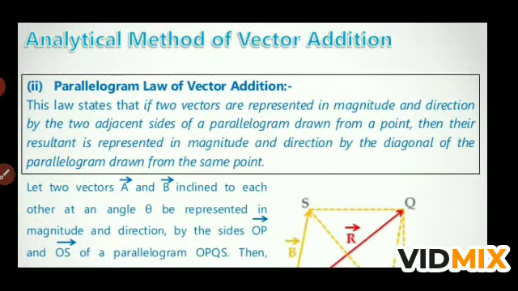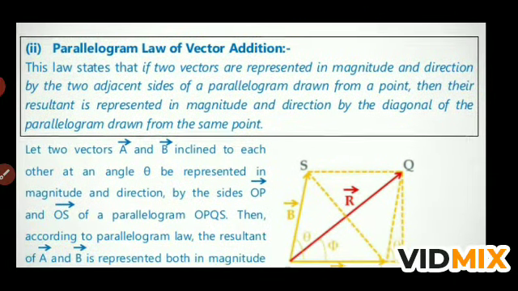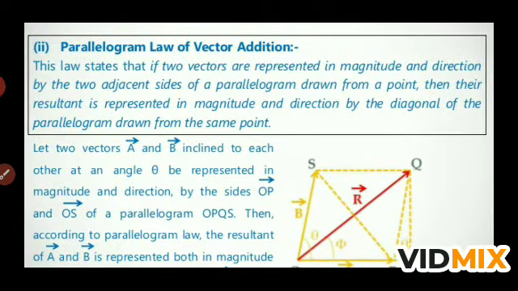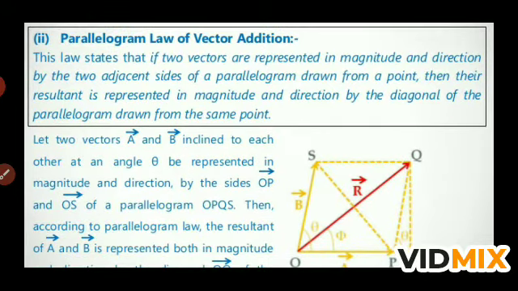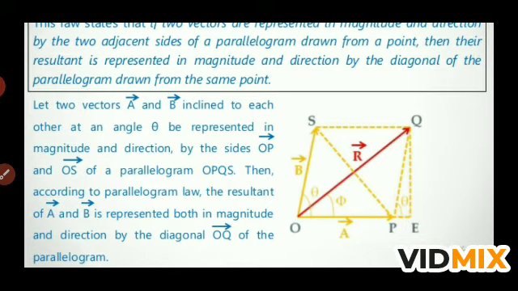Now the second one is the parallelogram law of vector addition. This law states that if two vectors are represented in magnitude and direction by two adjacent sides of a parallelogram drawn from a point, then the resultant is represented in magnitude and direction by the diagonal of the parallelogram drawn from the same point. If you see the figure, vector A and vector B both start from a common point O.